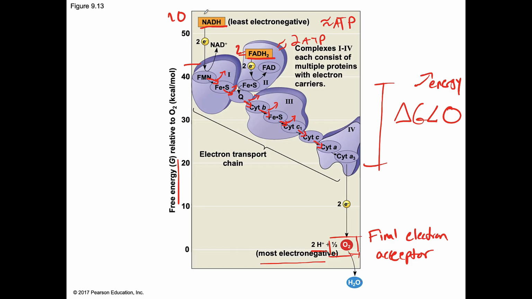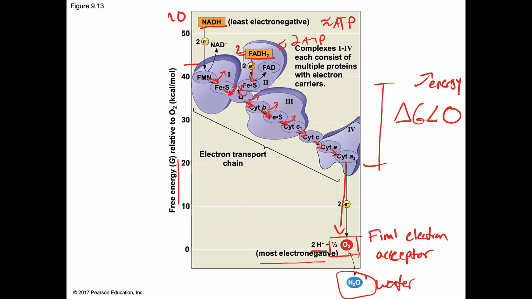So FADH and NADH do the same thing. FADH is going to give electrons to these electron transport chains, and then they're going to be passed down. The electrons eventually get passed to oxygen, which will combine with hydrogen to make water. And that is when the electrons exit the whole cellular respiration system.